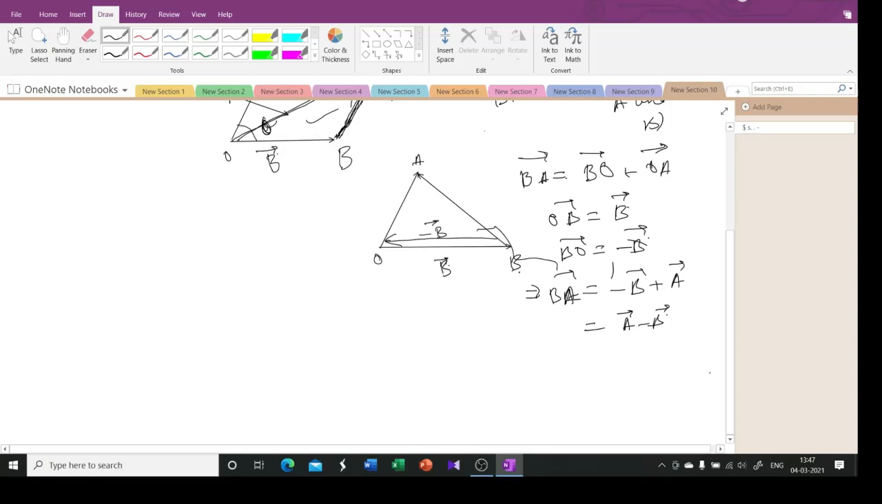And now from our last concept, the thing we studied about subtraction of vectors, the magnitude of BA is equal to the square root of mod of A square plus mod of B square minus 2 mod of A mod of B cos theta, where theta is the angle between the vectors. Okay, as we did it. All right.